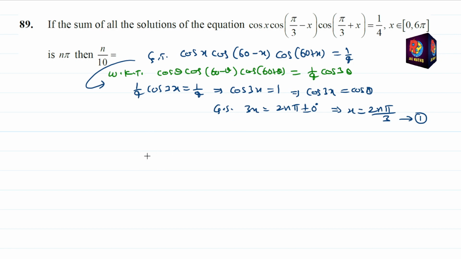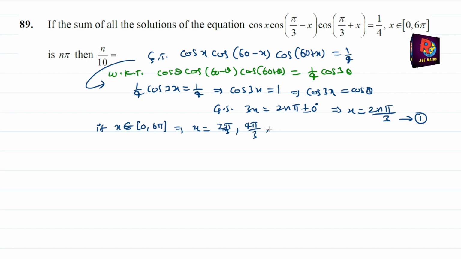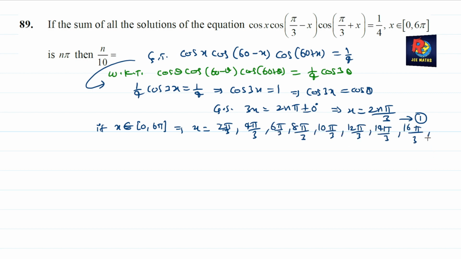If I take n equal to 1, 2, 3, and so on, you can find the solutions, because here x belongs to 0 to 6π. For n equal to 1, x equals 2π by 3; n equal to 2, 4π by 3; n equal to 9, the term will be 18π by 3, which is 6π. Up to this one only is possible. But we require the sum of all solutions.